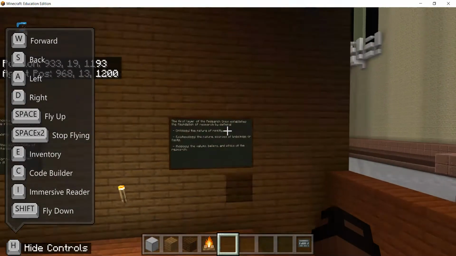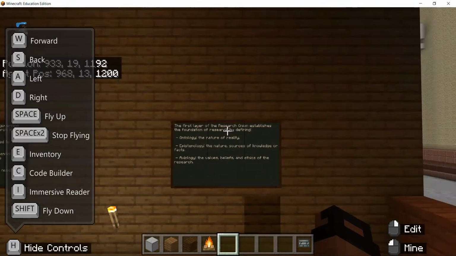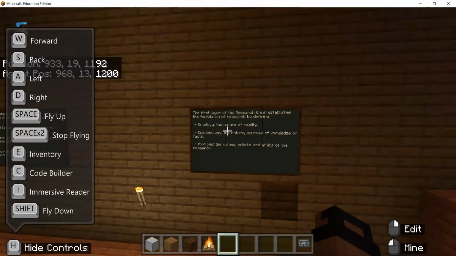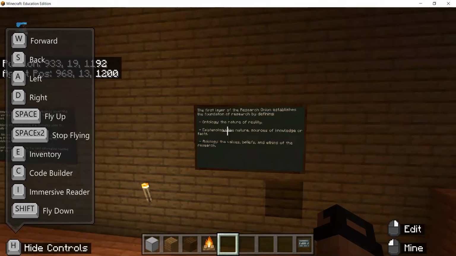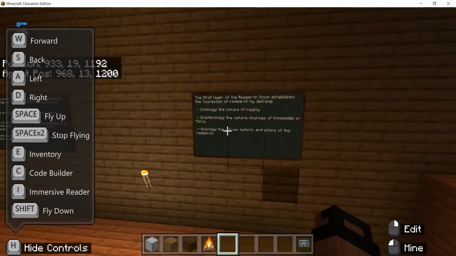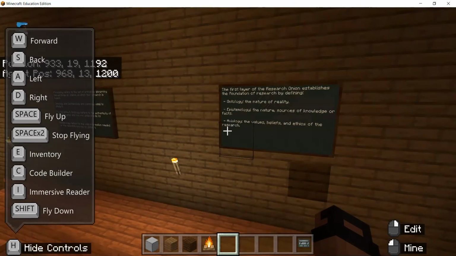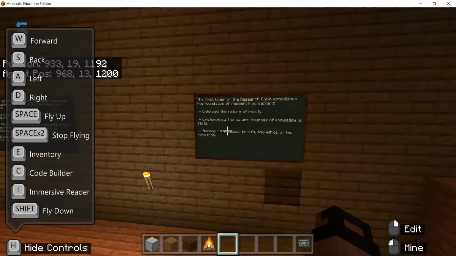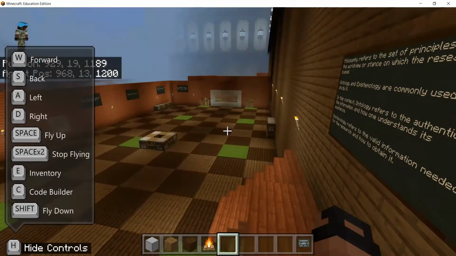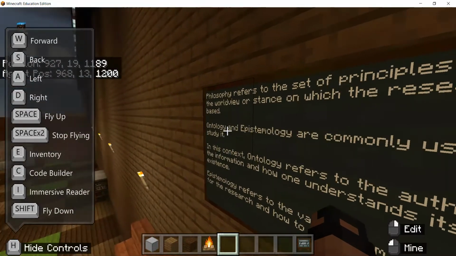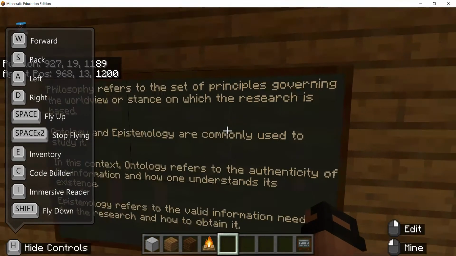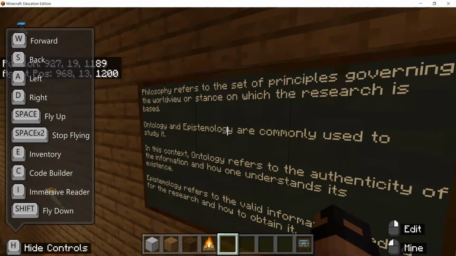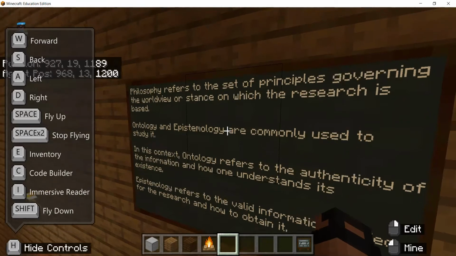to explain. So the first layer of the research onion establishes the foundation of research by defining ontology, which is the nature of reality, and epistemology, which is the nature and sources of knowledge of facts. Axiology, which is the values, beliefs, and ethics of research. We then proceed to the second board, which says philosophy refers to the set of principles governing the worldview or stance on which the research is based.